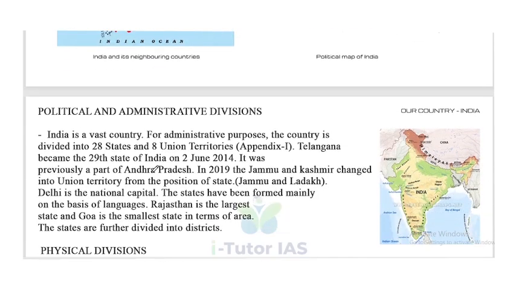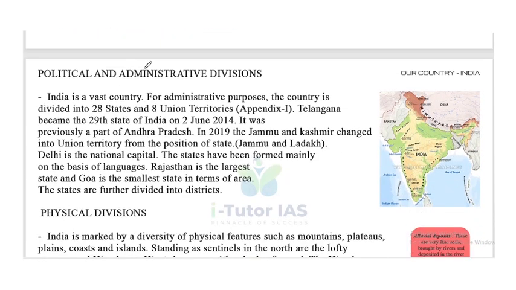Now moving forward, political and administrative divisions. India is a vast country. For administrative purposes, the country is divided into 28 states and 8 union territories. Telangana became the 29th state of India on 2nd June 2014. Previously, it was a part of Andhra Pradesh, but in 2014 it became a new state named Telangana.